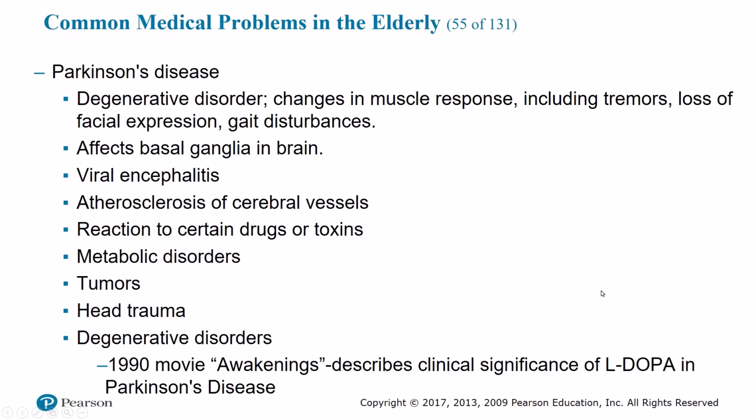Parkinson's, a degenerative disorder again. Only this one is a neurological issue, but what we end up seeing is due to changes in electrolytes and chemicals in our body that help with the transmission of electrical signals. This one is outside the brain, actually. It's more like a cranial issue and those nerves. We see change in muscle responses, atrophy, tremors, loss of facial expression, gait disturbances. This affects the basal ganglia of the brain.